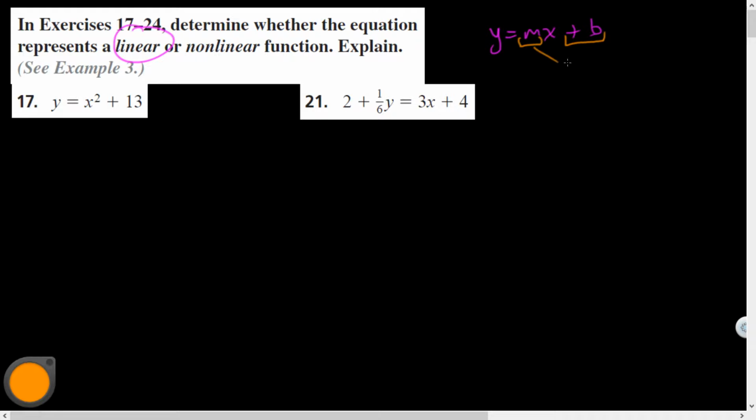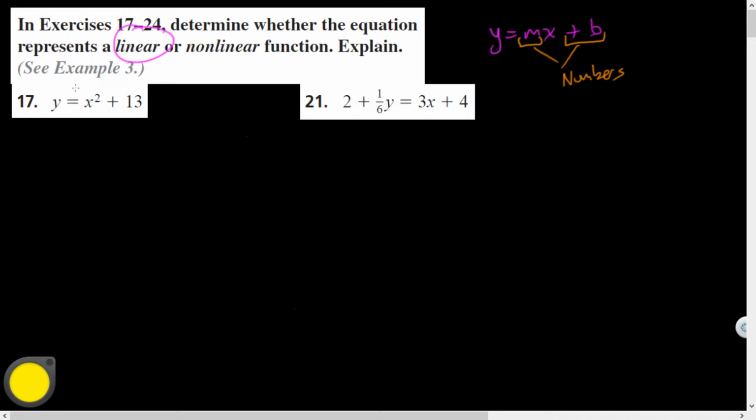So let's see. We were told that linear functions could be written as y equals mx plus b, in which m and b represent just plain old numbers, and y and x represent variables, right? Okay, so here's the question. Linear or non-linear? Non-linear would be any function that is not a line.